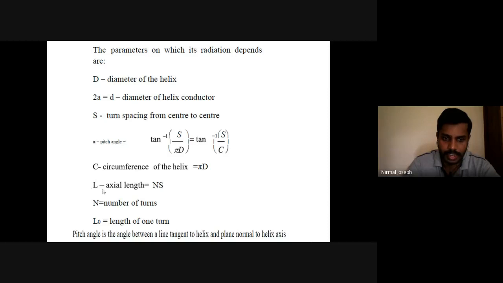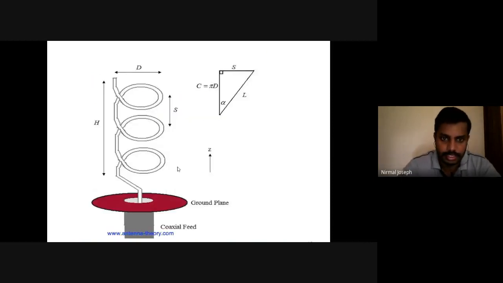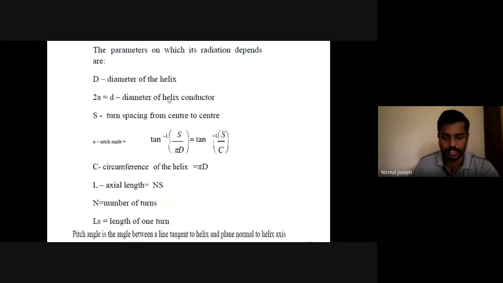So L is the axial length, okay? That is n into s. You see what is s here? S is the separation between turns. Suppose there are n turns, what will be the total length of the helix? N into what is the separation between each turn? The number of turns is n, and the separation between each turn is s. So just multiply n into s, and we will get the total length.